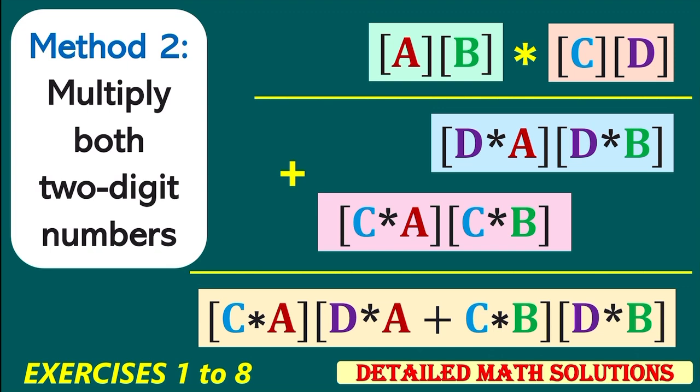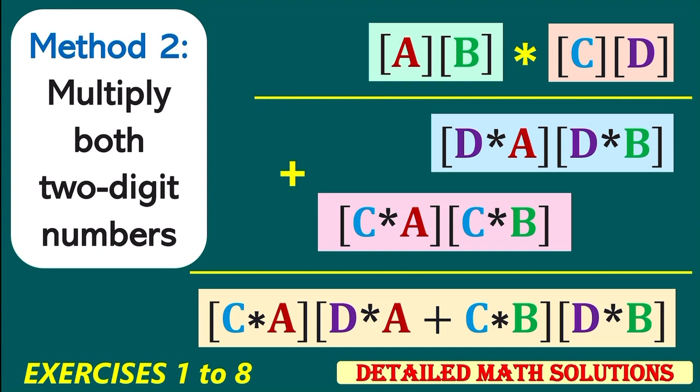The second method to solve these exercises is to multiply both two-digit numbers. I marked each digit of the first number with the letters A and B. Also, I marked each digit of the second number with the letters C and D. Next, I will explain how to multiply the number AB by the number CD.